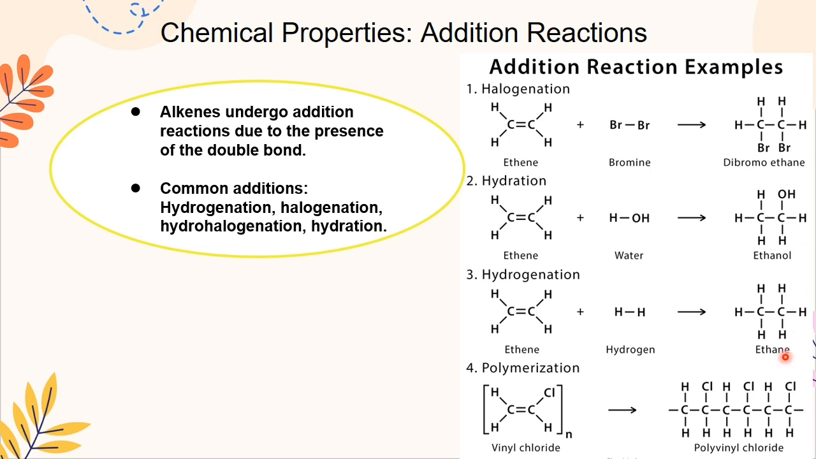Now in the case of hydrogenation too, it has to do with addition of 2 atoms of hydrogen, and that will give us ethane. So we also have the polymerization reaction. Talking about polymerization, it has to do with addition of maybe 2 alkenes together. For instance, you might want to combine 2 ethene molecules. So addition of those can bring about polyvinyl chloride.